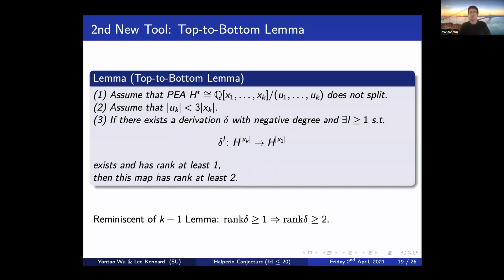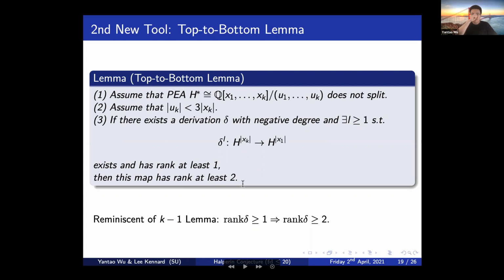The second new tool we prove is a top to bottom lemma. As the name describes, we have some maps that go from the top degree to the bottom degree. We have 3 assumptions. First, we assume that it does not split. Second, we assume that there's an upper bound for the largest relation UK, so the degree of UK is bounded by 3 times the degree of XK. And third, we assume that there is a map delta raised to some power L, which goes from the top degree, H to XK, to the bottom degree, H to X1. We assume that this map exists and is non-trivial, which means the rank is at least 1. The conclusion says that the map has rank at least 2.